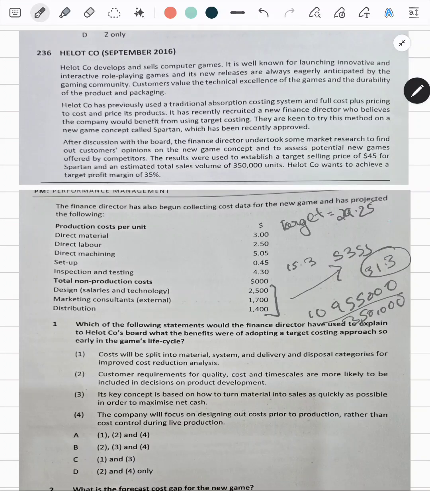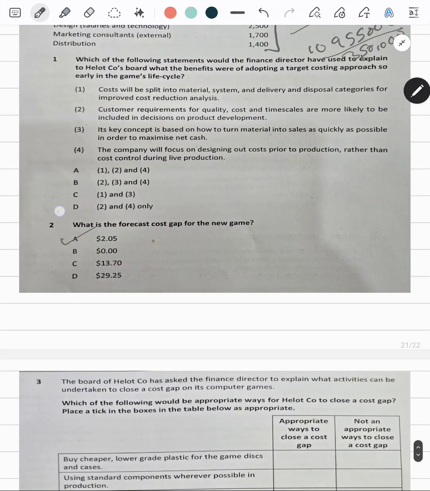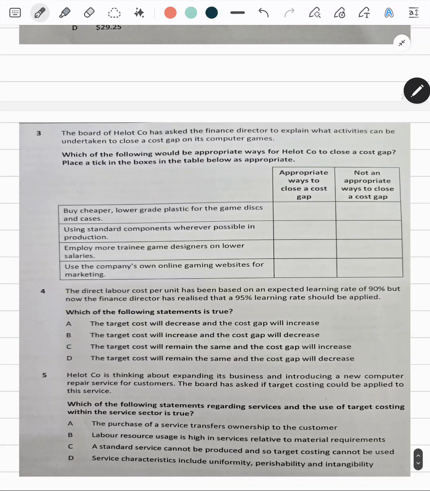So the cost gap will be the difference between 29.25 and 31.3, and it will be 2.05. So A is the answer. Over here D was the answer. Now moving on to 3.